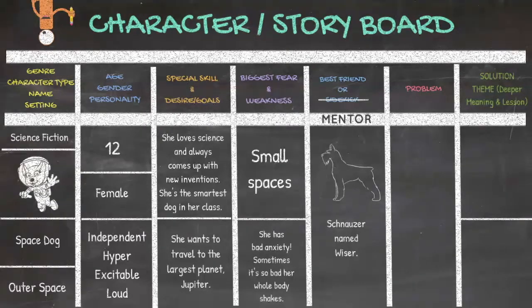So go ahead, spend some time developing your character even more, doing research on outer space and Jupiter, and coming up with a really strong problem and solution so that the end of your story has a special meaning. I know you're gonna come up with something great.